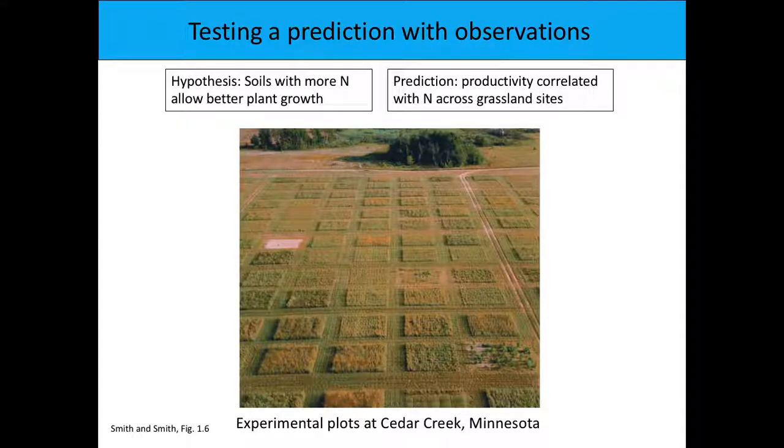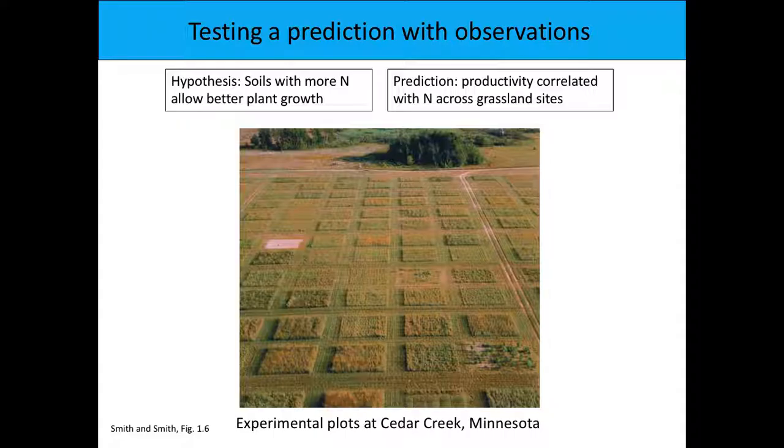Thankfully, somebody's already done this for us. So this is in Minnesota, a series of different plots, all standardized, except for the amount of nitrogen that was added. We can see here, just visually by looking at it, some of these areas have very little plant growth, some of them have very lush plant growth, and everything in between.